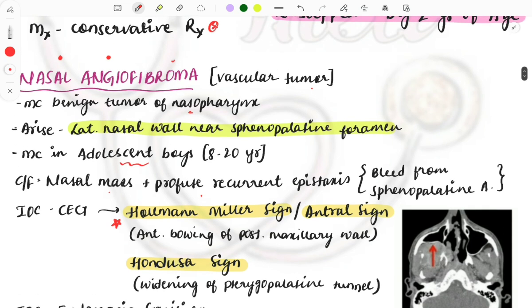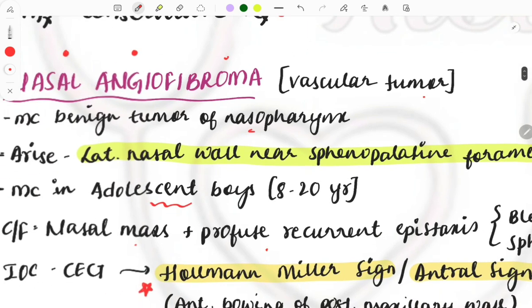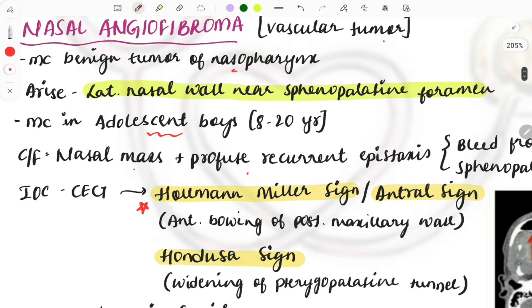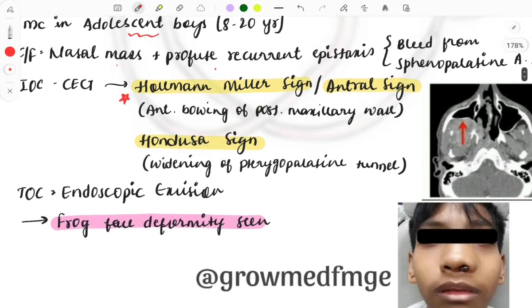Then if a clinical case is described, a clinical case will definitely come on this, because it is like a repeat topic, nasal angiofibroma, and in the clinical case they will be describing a boy aged something between 8 to 15 years, comes with nasal mass and epistaxis, recurrent epistaxis, and what will be the diagnosis. Just these three things are enough to diagnose that this will be nasal angiofibroma. And if at all they give other findings like the Holman Miller sign, then it will be absolutely sure that this is nasal angiofibroma.